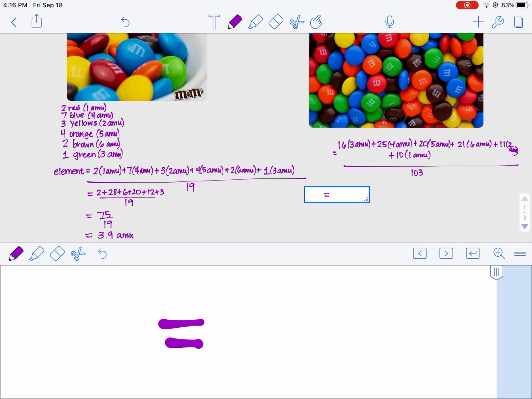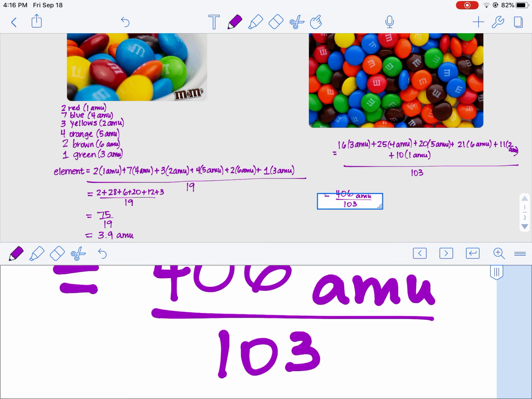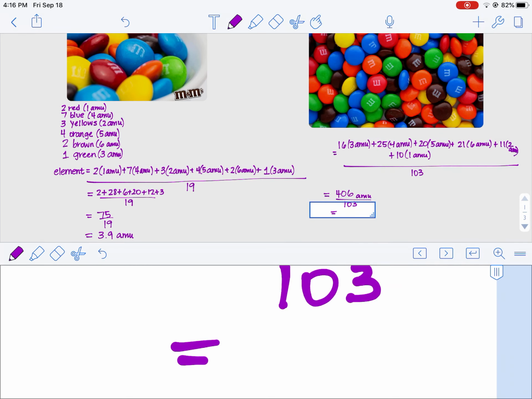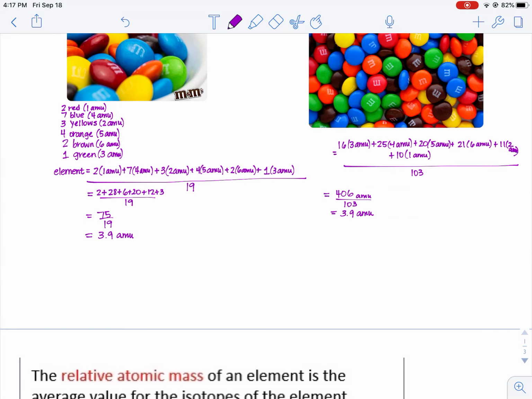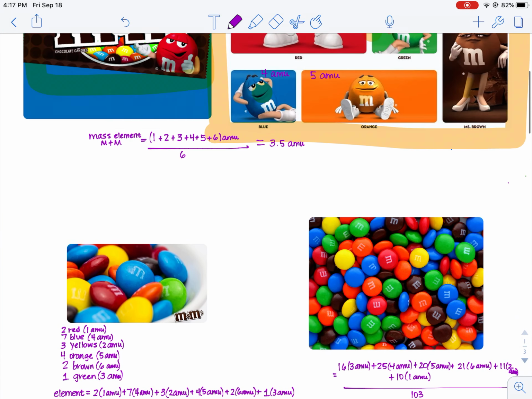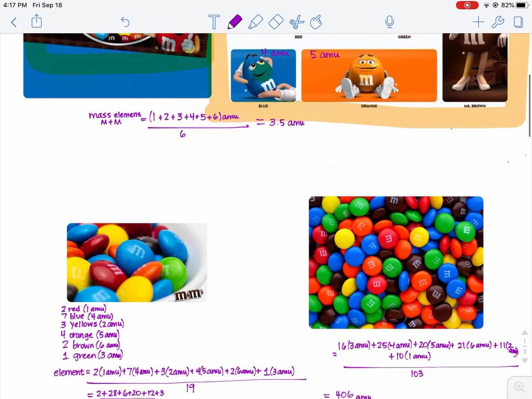All right, so hopefully you trust my math. Multiplying and adding all of that up together, we get 406 AMUs divided by 103 pieces. The mass winds up being 3.9 AMUs again. So we got that number twice. So, well, where's our real answer?